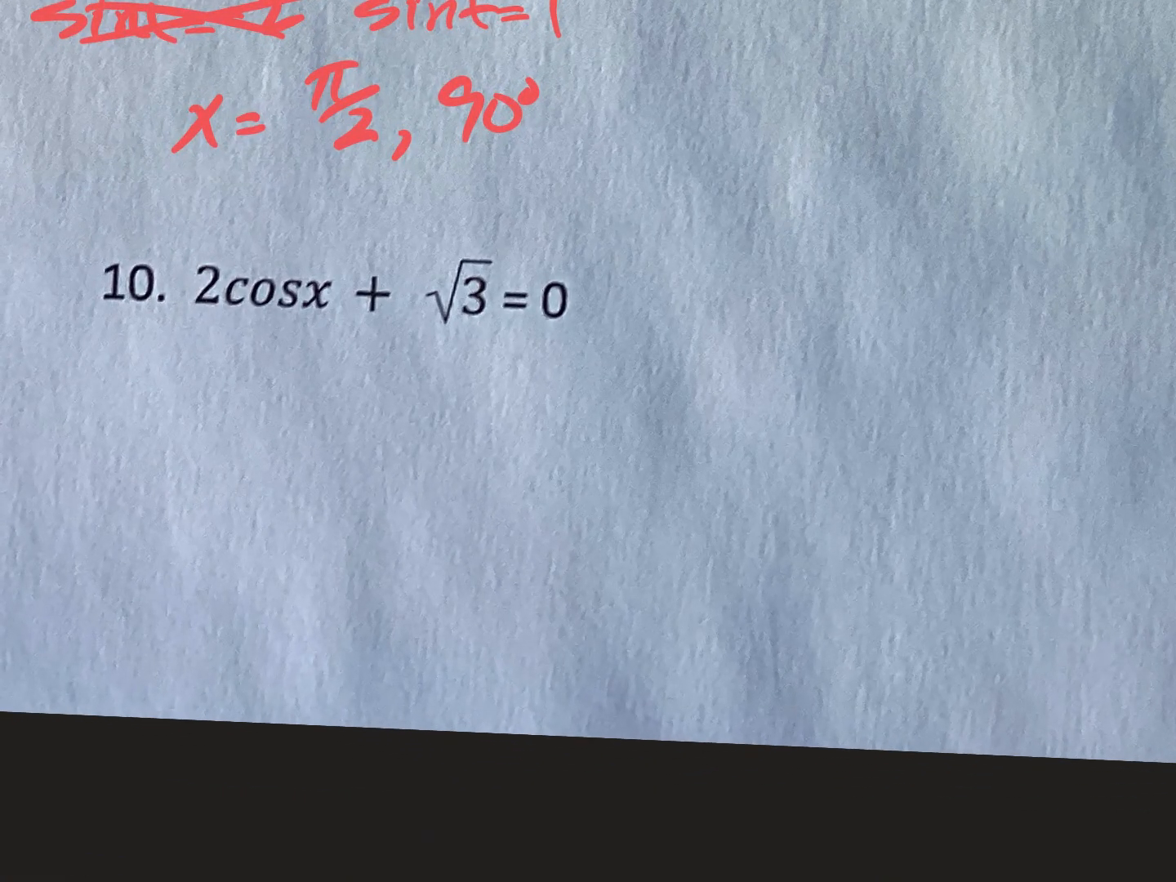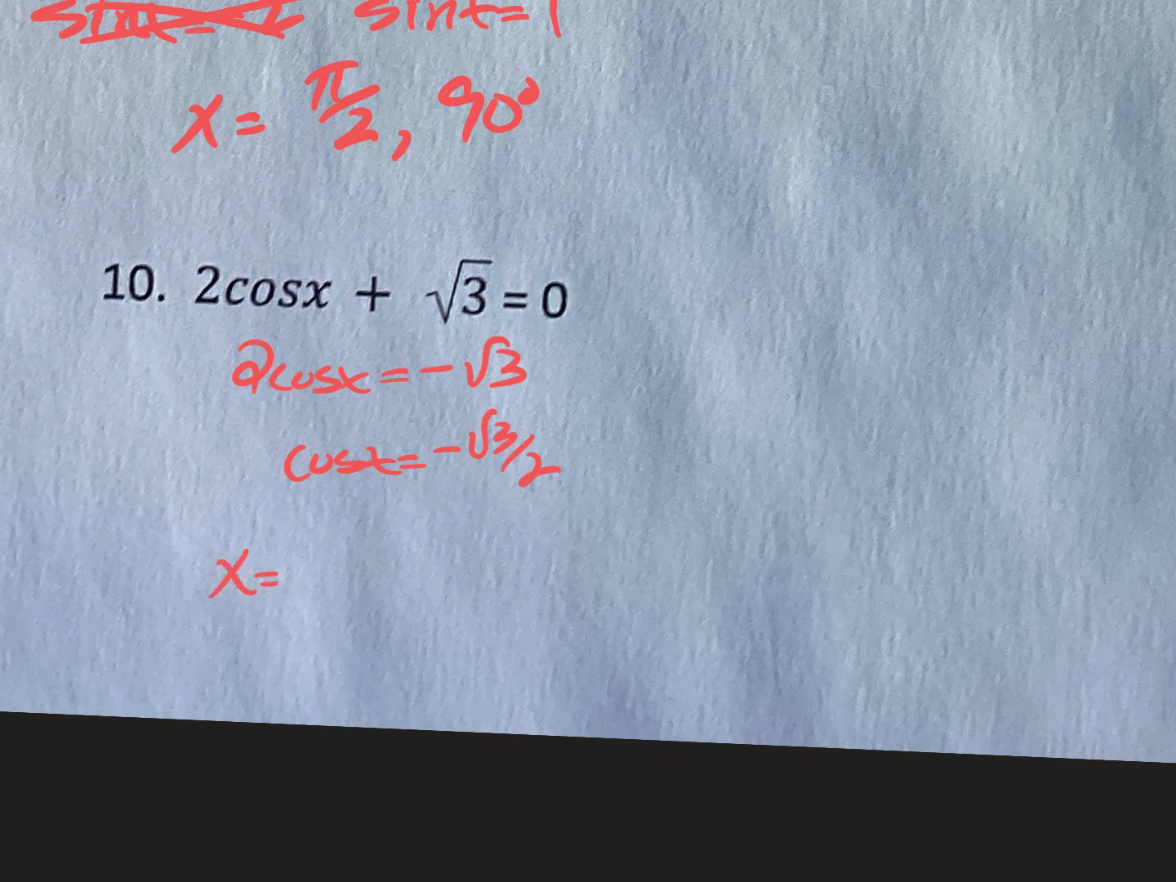Number 10, 2 cosine x plus square root of 3. First thing I'm doing is I'm moving the square root of 3 to the other side, like that. Divide by 2, like that. Now I'm looking for where's cosine negative.